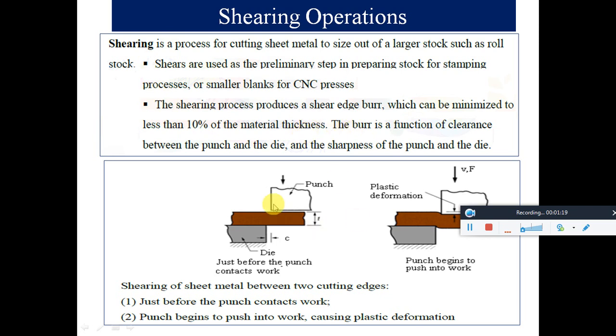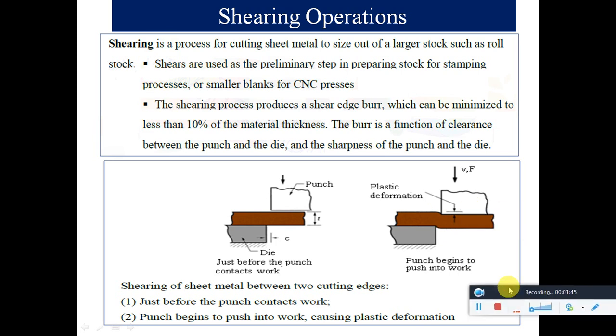Actually, suppose the clearance between the die and punch is more, what happens? There would be shearing with slight bending. So this bending will happen, causing burr formation, and this has to be avoided. At the same time, if the clearance is very small, then what happens? It will disturb the shearing process. So the clearance has to be determined well before, depending upon the nature of the material and also the process.